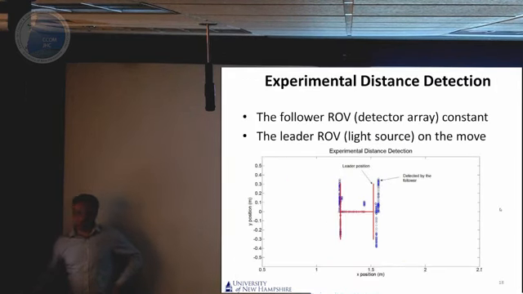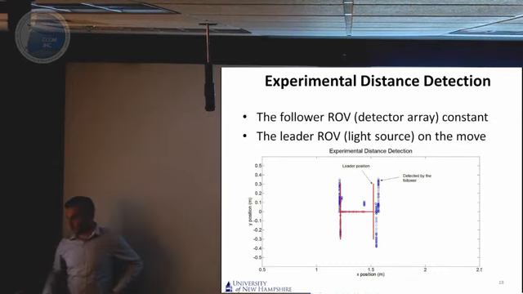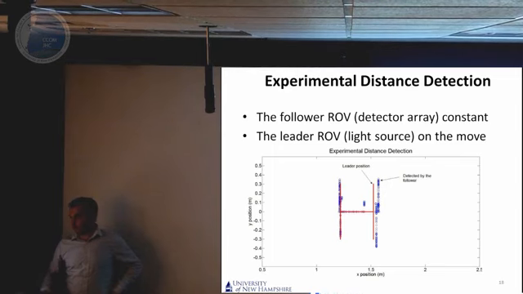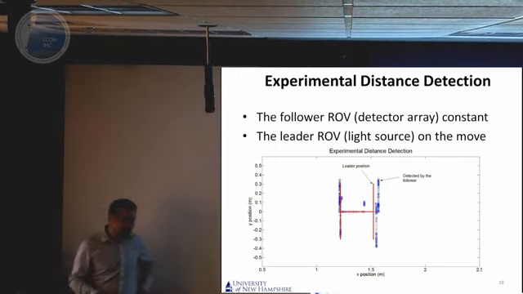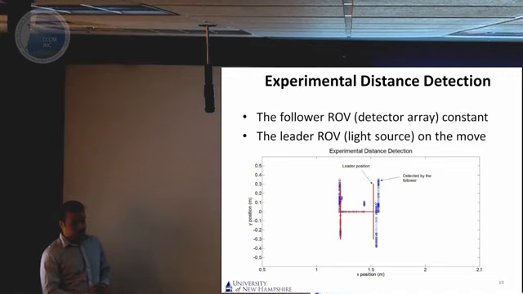So after the simulations, we wanted to do some algorithm testing. How did our algorithm perform in the experimental detection? What we did here was we set the follower ROV, which we can think of as a light array, a photoresistor array, still at a point that we determined as an origin. And we moved the light source.